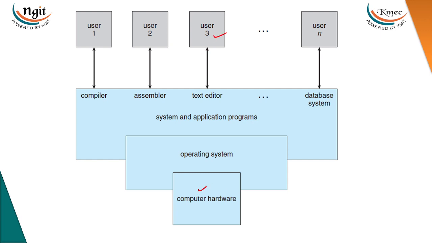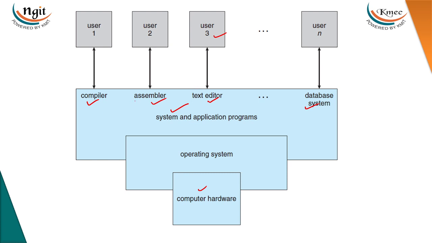The user accesses the computer hardware using some application programs. What are the different applications? Compilers, assemblers, text editors, databases, and so on. If you want to play videos, you can use video applications. If you want to view images, you can use an application that supports JPG or MPG. If you are writing data, text or numbers, you can use text editors like Notepad and so on.